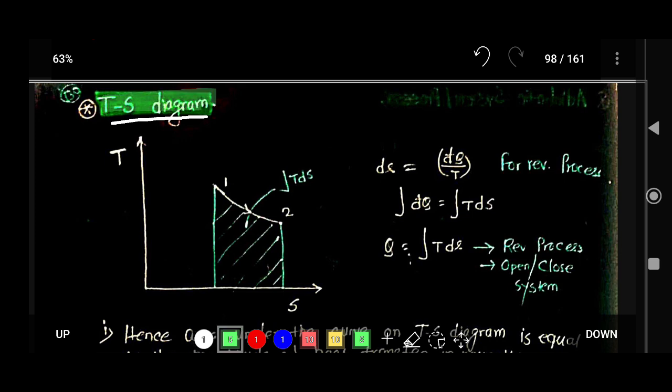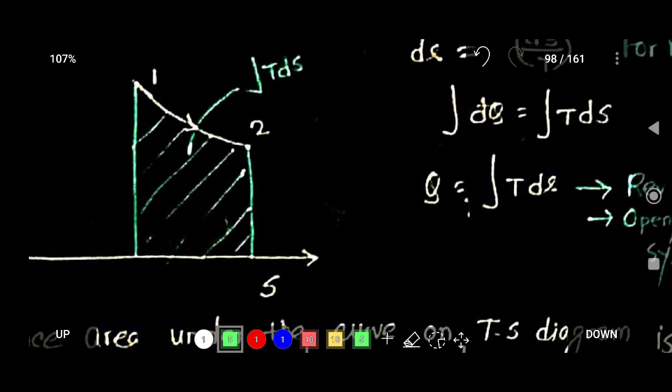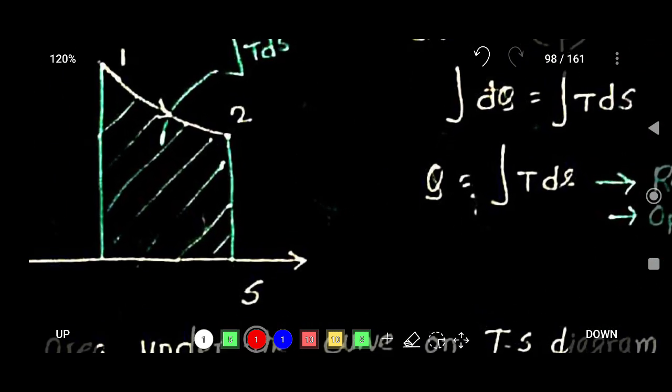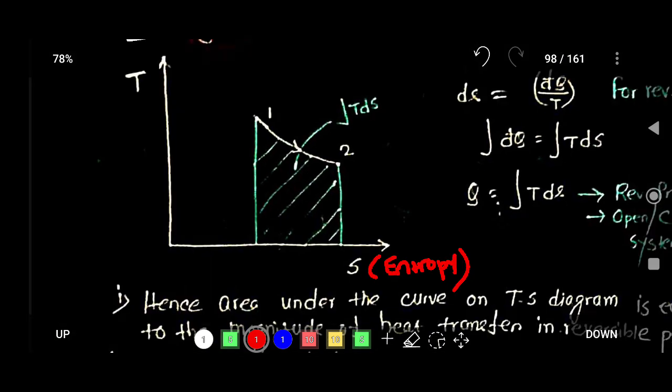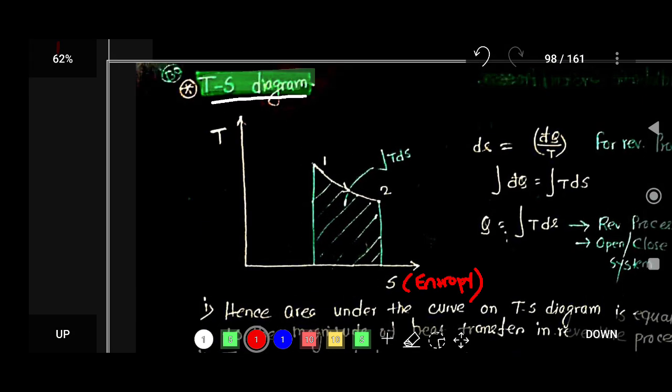The TS diagram is basically the temperature-entropy diagram. Here S is entropy and T is temperature. This is the y-axis, temperature, and this is the x-axis, entropy.